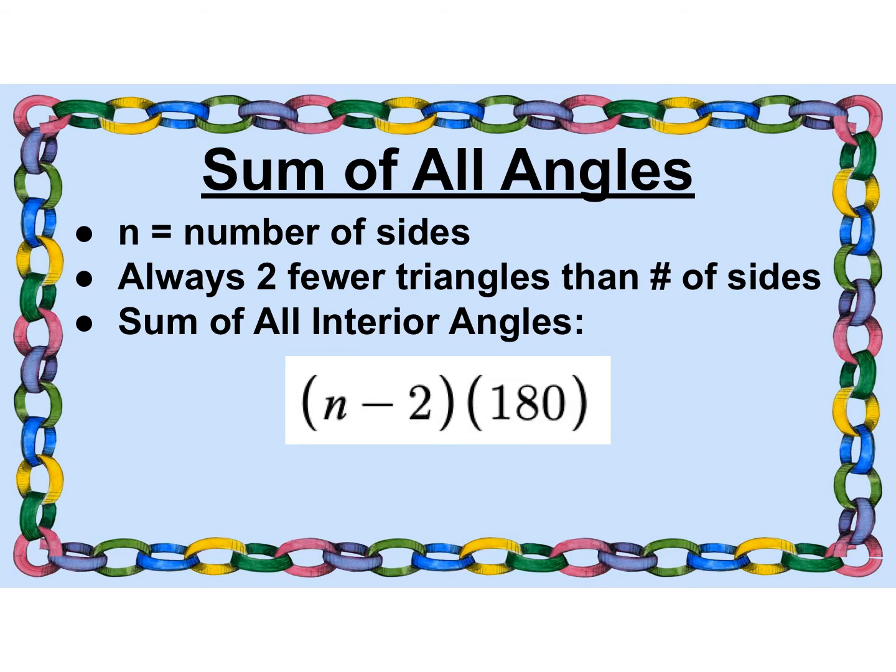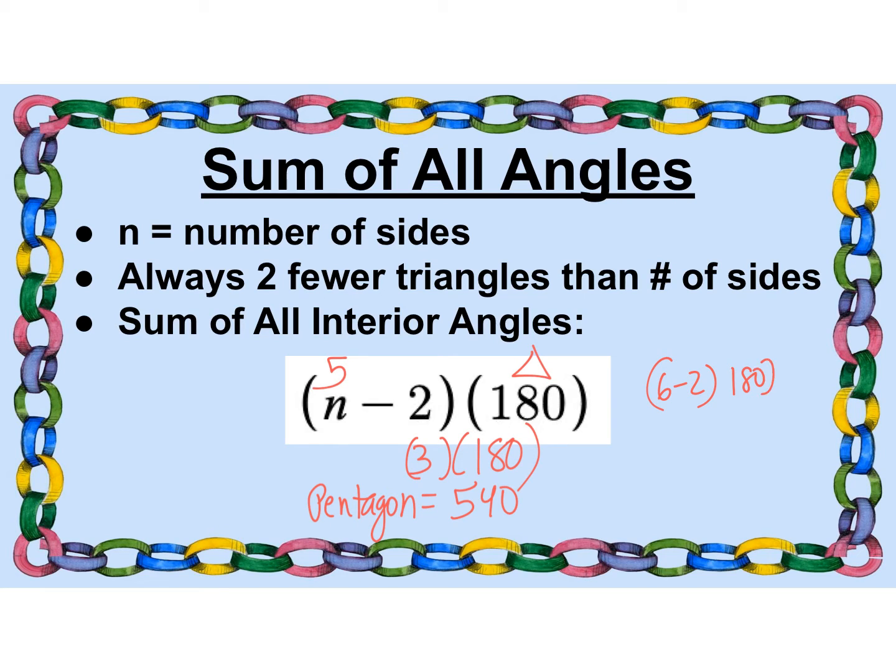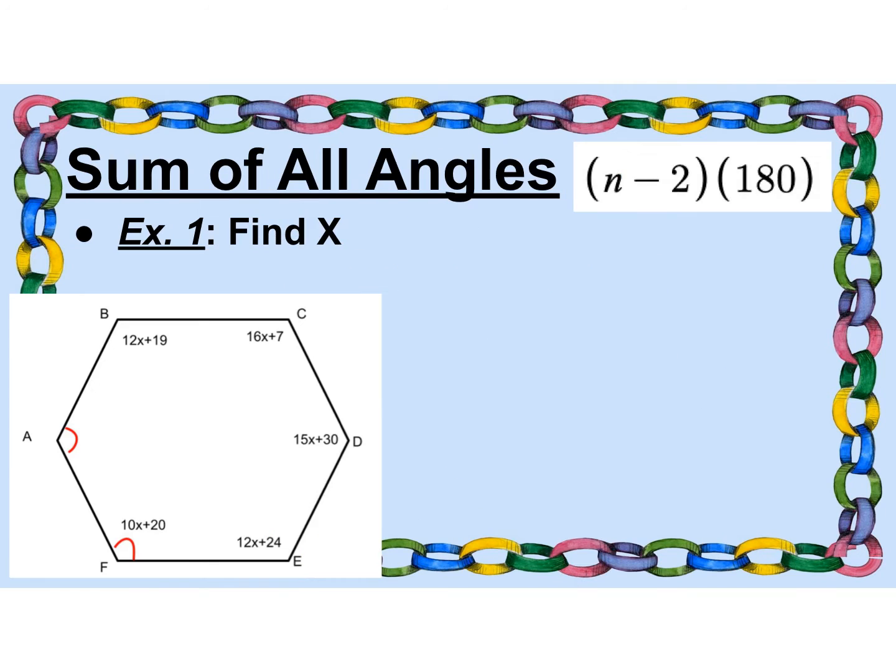So that will help us figure out the sum of all of the insides, because if the triangle, all the sides add to 180, and something has three triangles in it, then I can do 3 times 180. So if I'm talking about a pentagon with 5 sides, I would do 5 minus 2. That fits in 3 triangles, and we have 3 times 180 for 540. So all the angles of a pentagon add up to 540. And you can do the same for 6 minus 2 times 180 for the hexagon, etc.